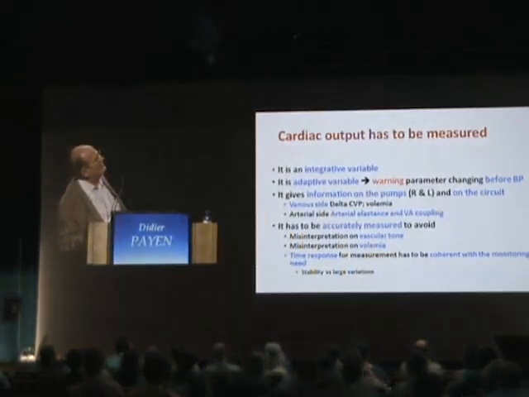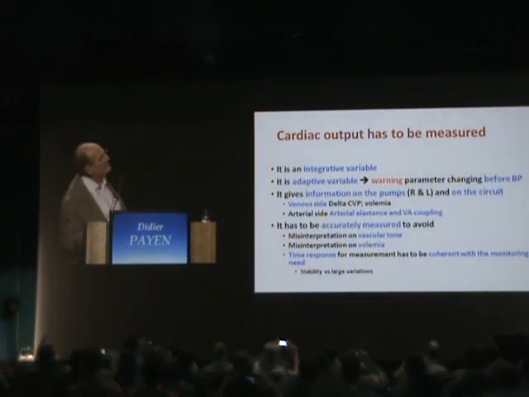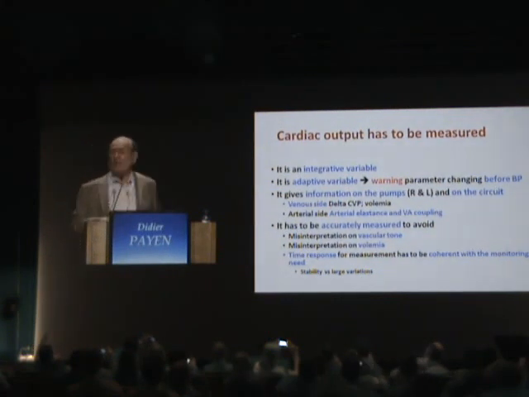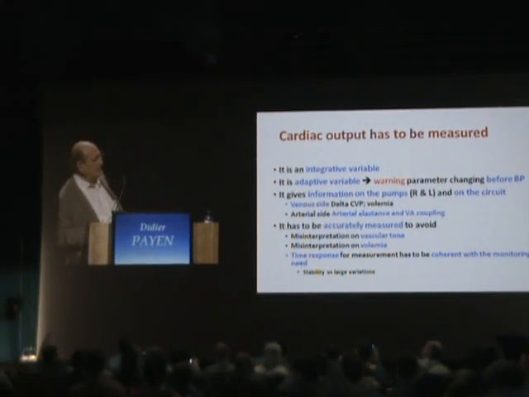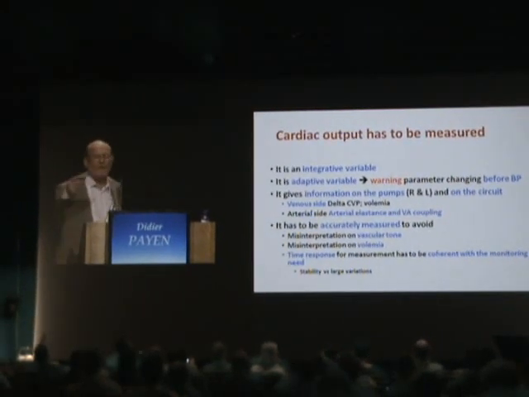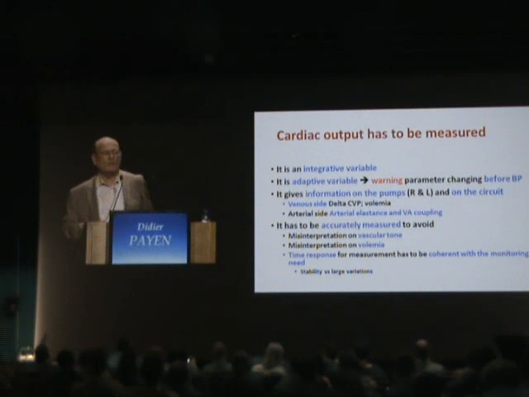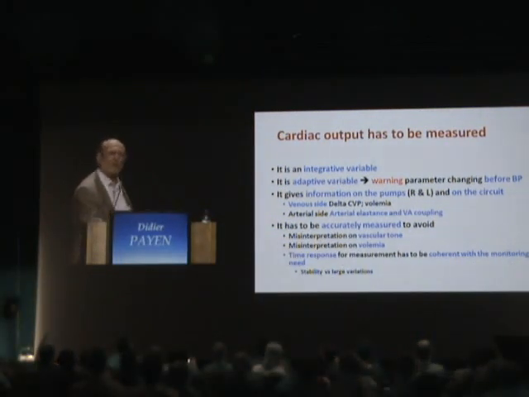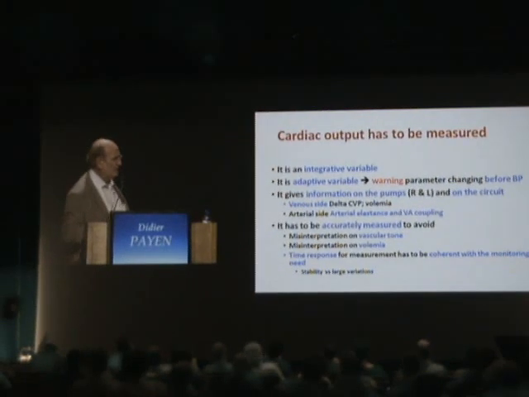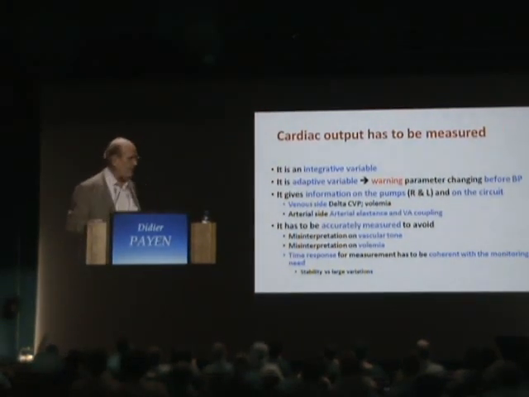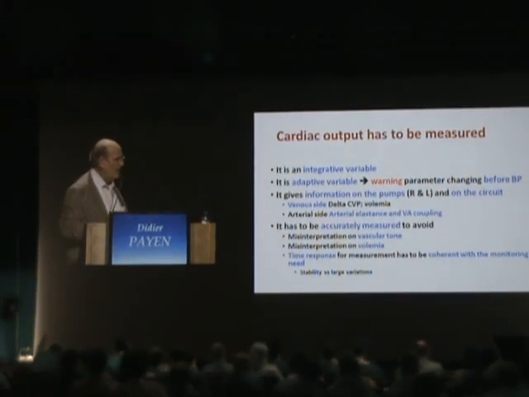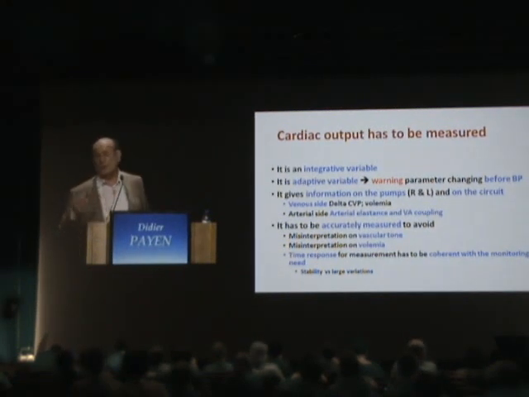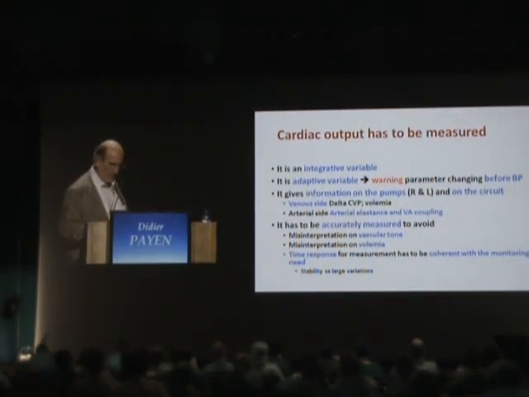So finally, to conclude, cardiac output, ladies and gentlemen, is an integrated variable. It has to be adapted to the determinants. It's a warning parameter before, largely before, the blood pressure may change. So measuring this before the blood pressure might be very helpful to be proactive. It gives information on the pump, right and left, on the circuit. It has to be acutely measured because you avoid the misinterpretation for the vascular tone, for the volemia, and the time response for this. The tool you would like to use is to be adapted with the medical problem you face.